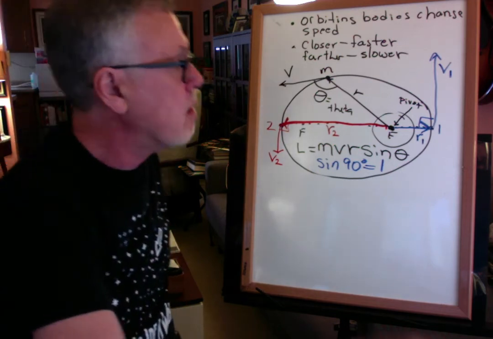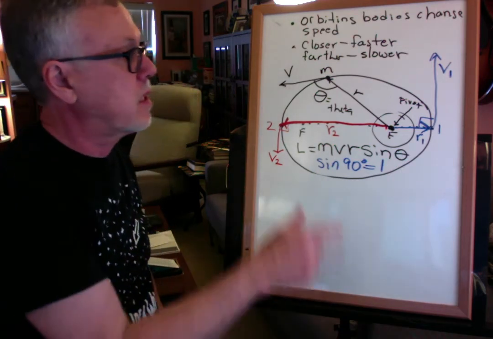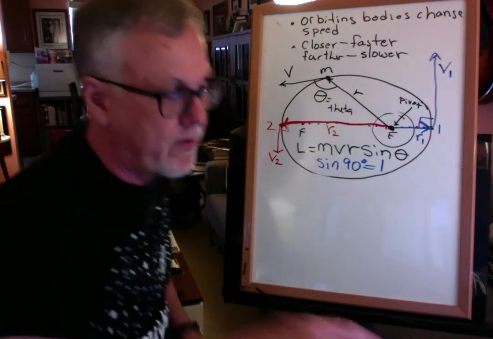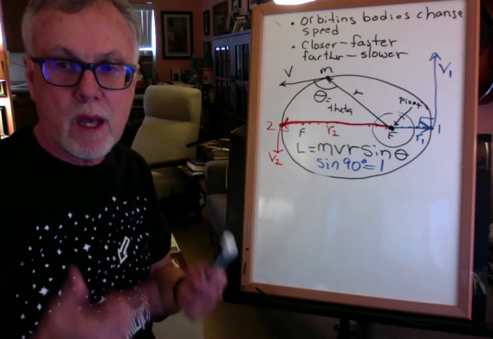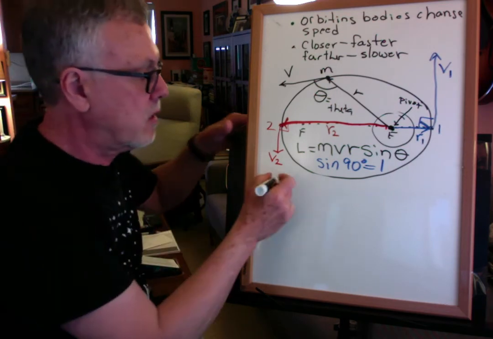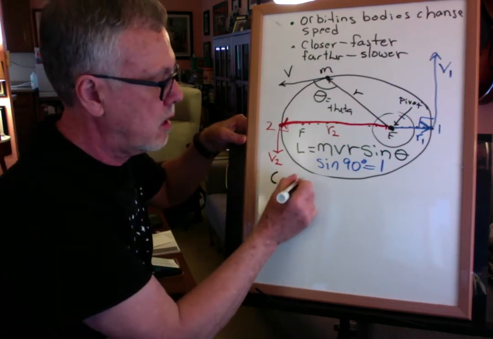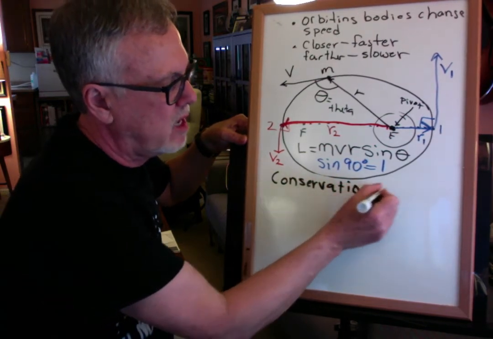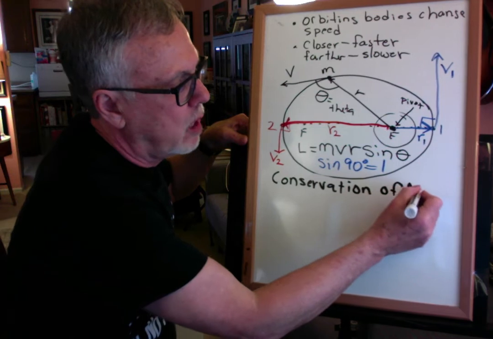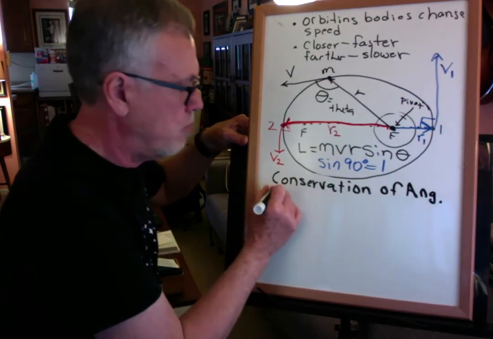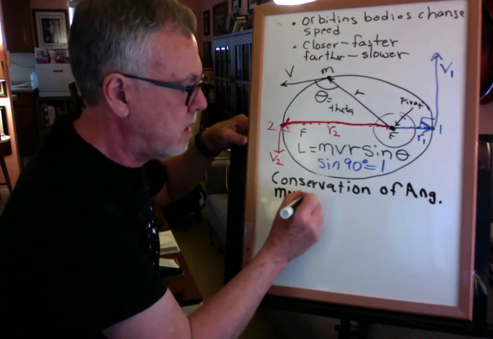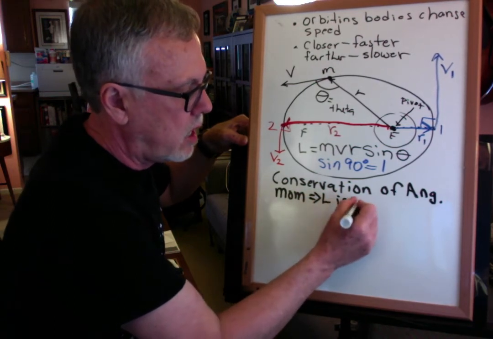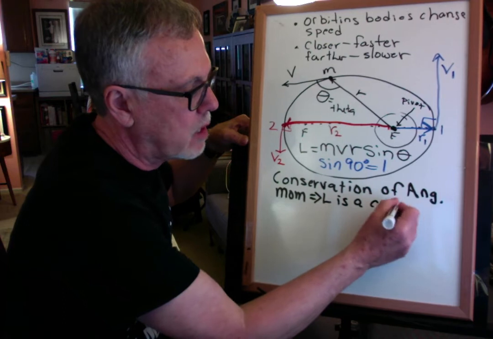So what we are given in this is something called the conservation of angular momentum, and we're going to find out it's because of the conservation of angular momentum that the satellite moves the way it does. So the conservation of angular momentum simply means that L is a constant, where L is angular momentum.